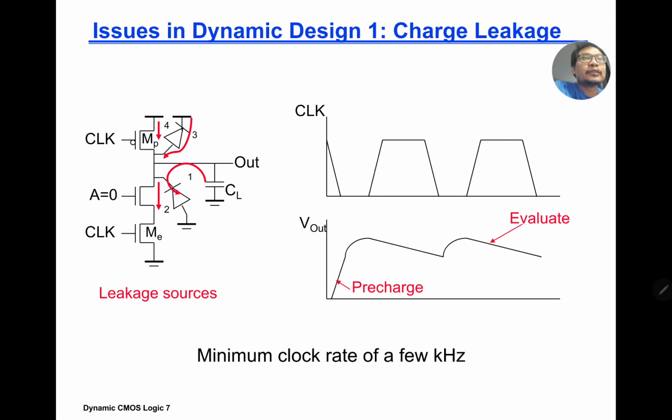Okay, so the first one is the charge leakage. In dynamic CMOS we have a leakage of current, so voltage leakage. The leakage occurs after pre-charge. After pre-charge it's going to drop down, and then during evaluate it's going to drop down. It's discharging through the reverse bias diode here. So it's a reverse bias diode. There are some issues there.